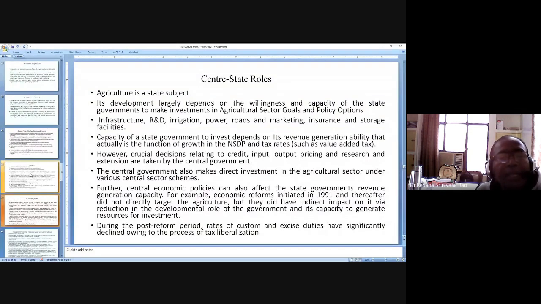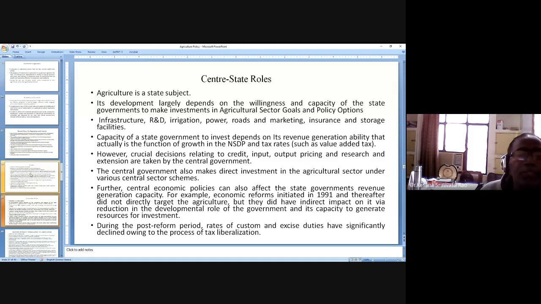Its development largely depends on the willingness and capacity of the state governments to make investments in the agriculture sector: goals and policy options, infrastructure, research and development, irrigation, power, roads, and marketing, insurance and storage facilities. We have discussed this earlier. The capacity of a state government to invest depends on its revenue generation ability. That actually is a function of growth in the net state domestic product, NSDP, and the tax rates which exist. The central government also makes direct investment in the agriculture sector under various central sector schemes.